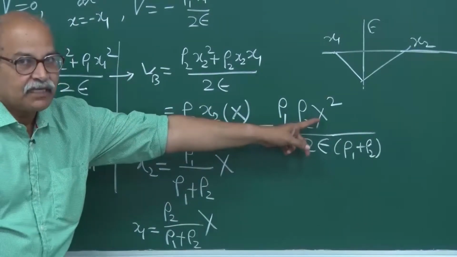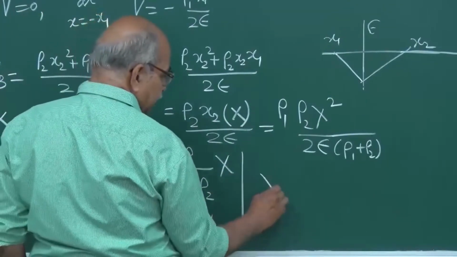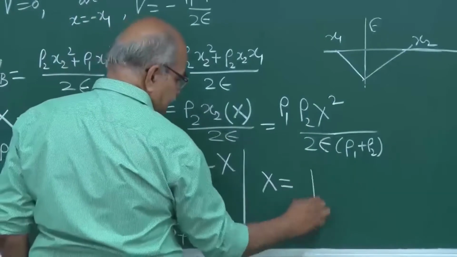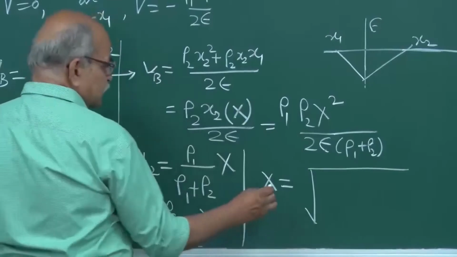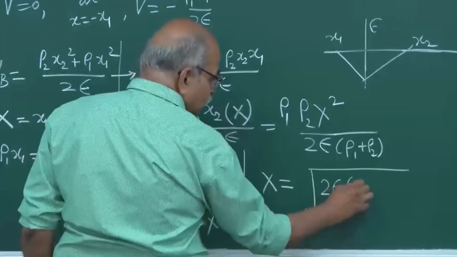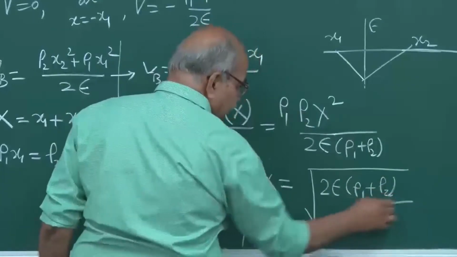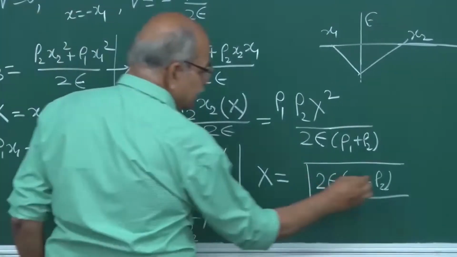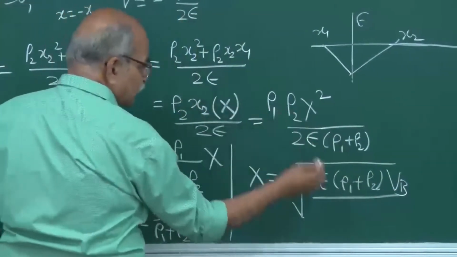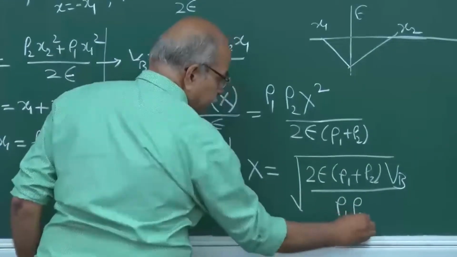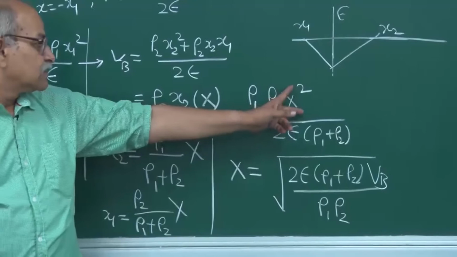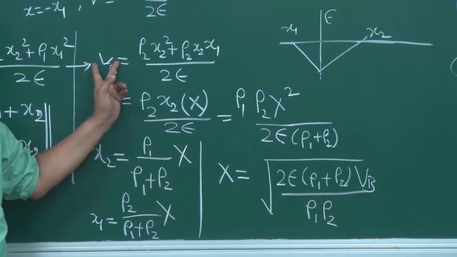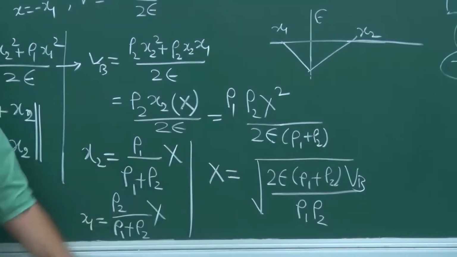So if you want to write capital X from here, this capital X will be, take this thing here and this thing down and then square root of it. So it is 2 times epsilon rho 1 plus rho 2, divided by this, multiplied by this VB here and divided by this rho 1 rho 2 here. All right. X square. So this will go here, 2 epsilon rho 1 plus rho 2 into Vb, and then divided by rho 1 rho 2 and then the square root. So this is it.